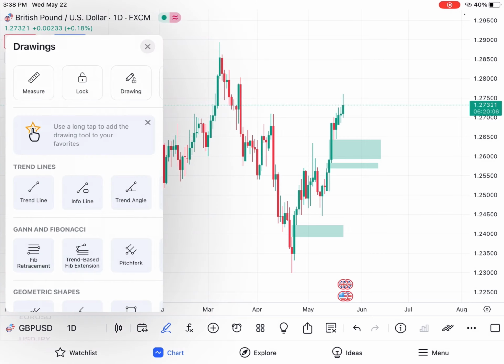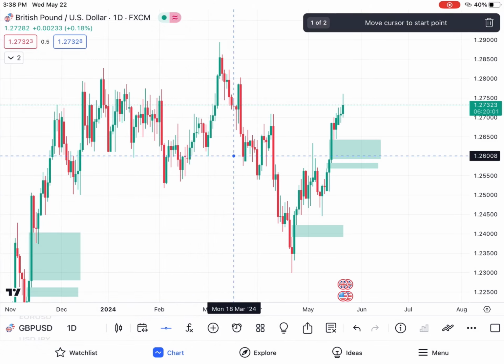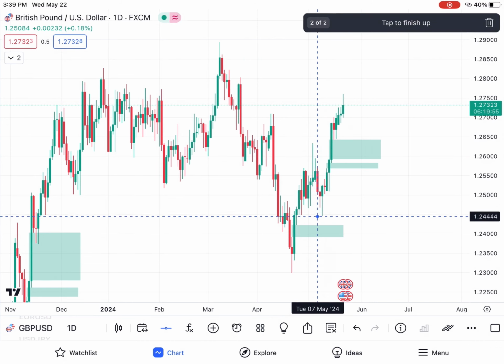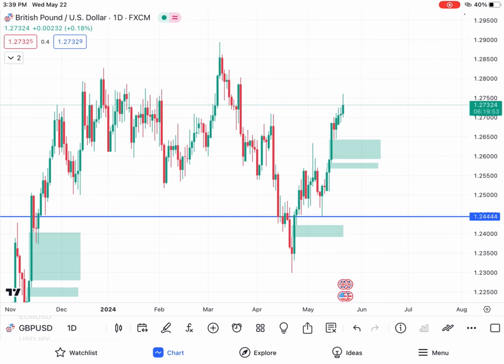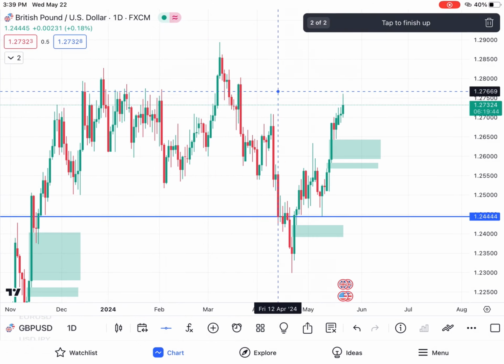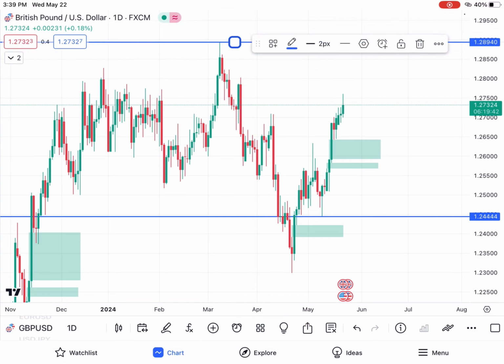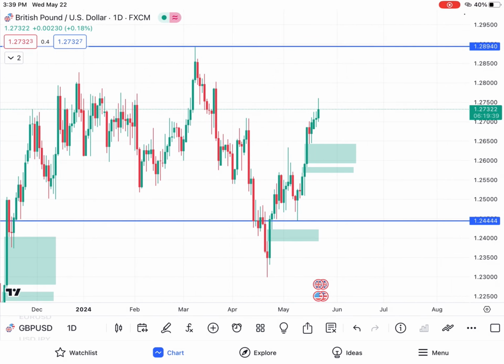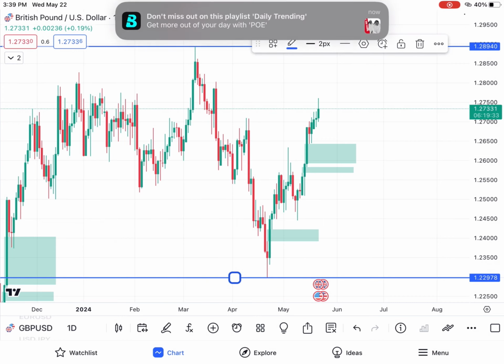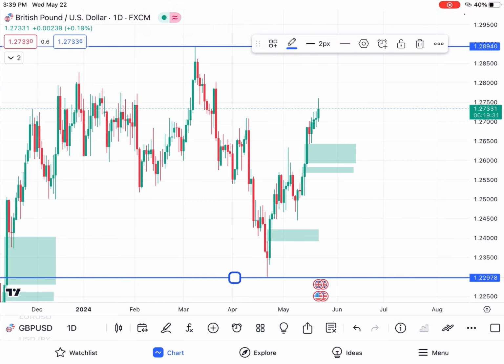First of all, we're going to bring out our horizontal line and mark the recent swing low, which is this low right here. We bring out another horizontal line and mark the recent highs as well. So this is going to serve as our support and resistance. We have a support zone and a resistance zone.